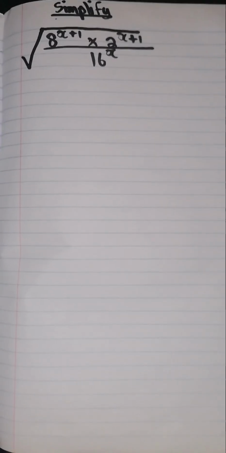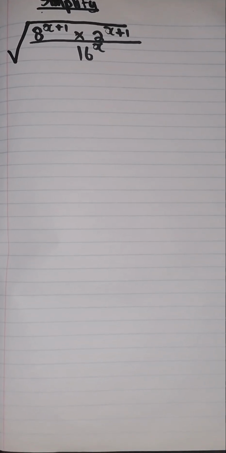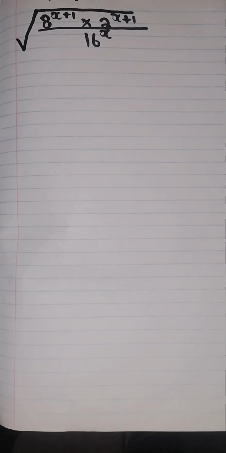Let us consider the following expression. We are asked to simplify. We have the square root of (8 to the exponent of x plus 1 multiplied by 2 to the exponent of x plus 1) over 16x.